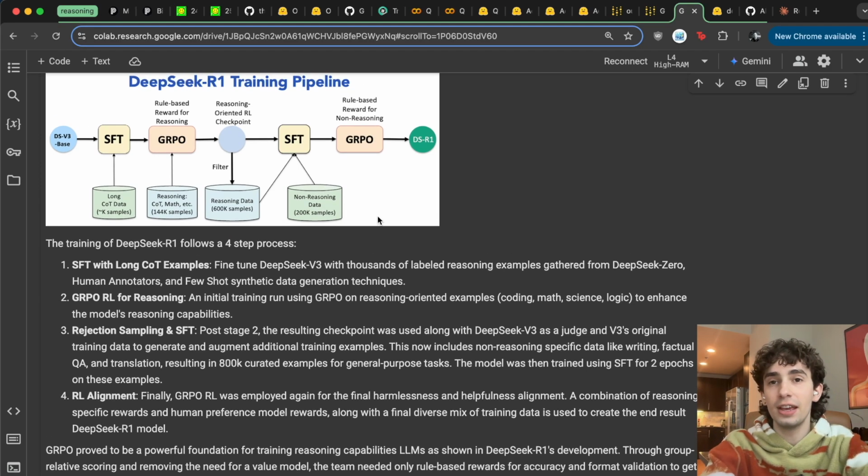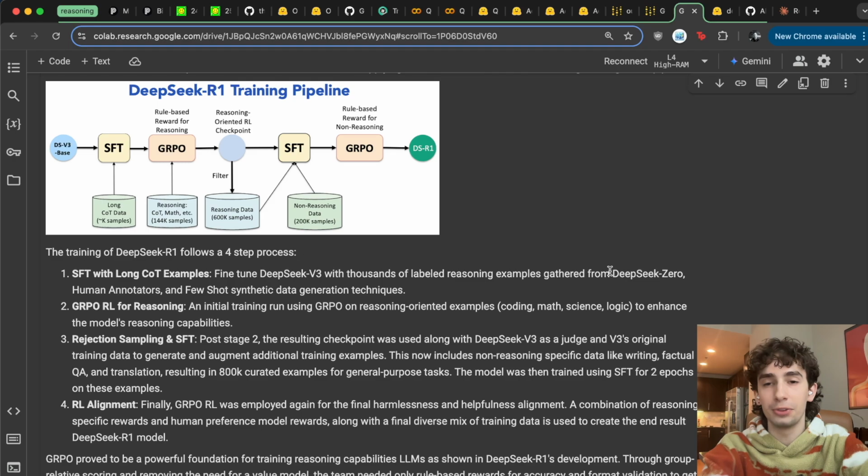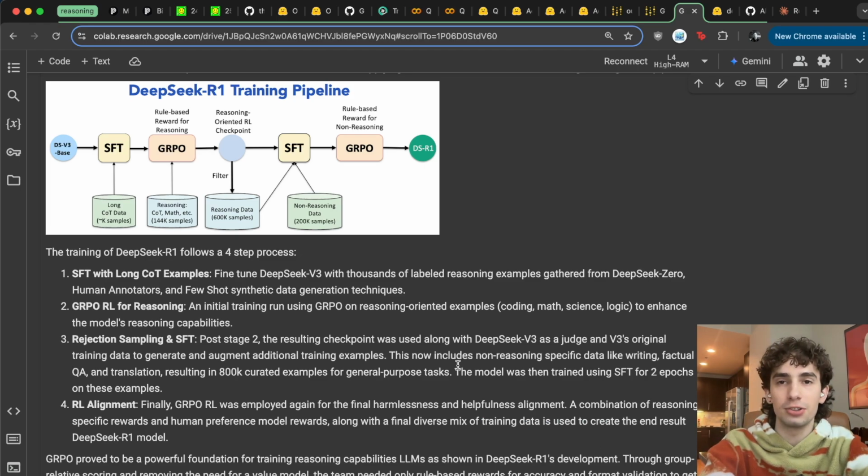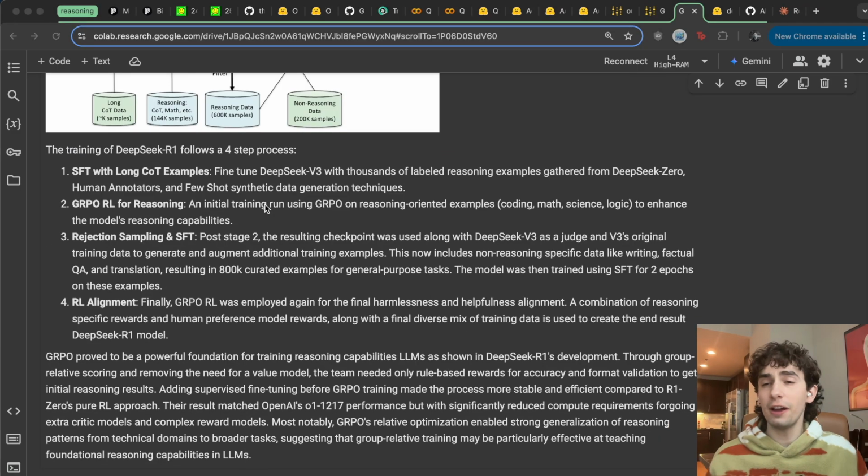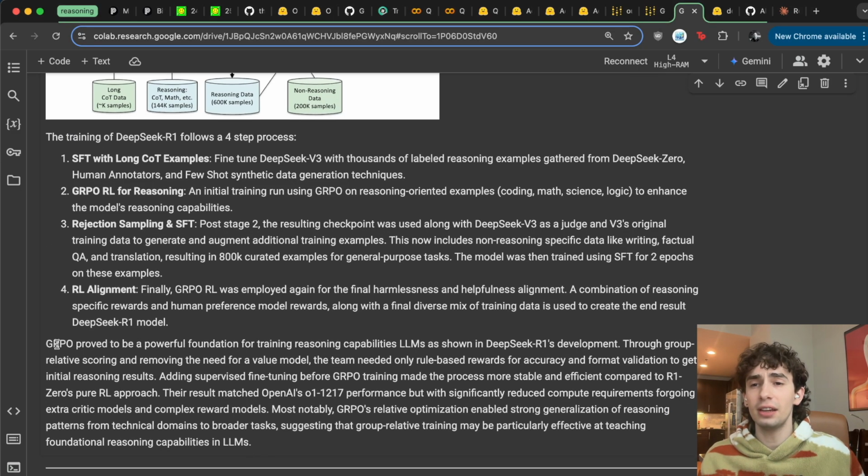A final stage of GRPO is then run once more. This time it's more for the human alignment and harmfulness and helpfulness type of training, where a combination of reasoning-specific rewards and human preference reward models are used with the GRPO, along with a mix of different training data to do the final polishes and finishing touches on the model, which became the powerful DeepSeek-R1. The final result of this, as we've come to understand, is that this group relative policy optimization proved to be a powerful foundation for training reasoning capabilities within language models.